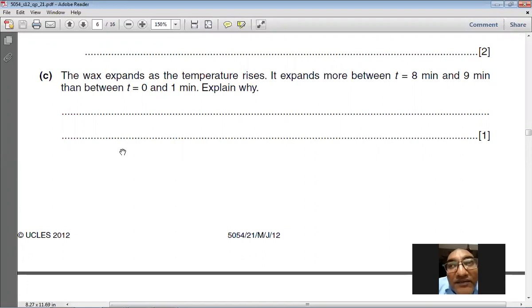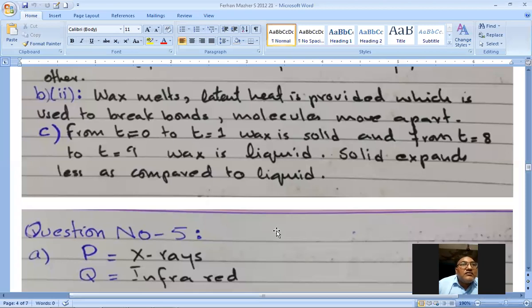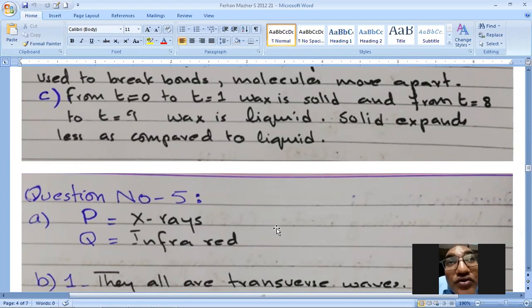So when you provide them with the heat, when the wax is in the solid form, the expansion in the solid is less as compared to the expansion in the liquid. Liquids always expand more as compared to the solid. So from T0 to 1 minute, the wax was in the solid form, so it will have less expansion. And from T8 minute to 9 minute, the wax is in the liquid form, and liquid obviously expands more as compared to a solid. From T0 to T1, wax is solid, and from T8 to T9, wax is liquid. Solids expand less as compared to liquid.